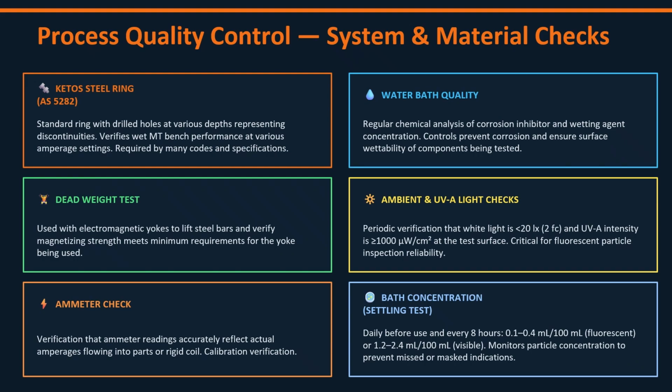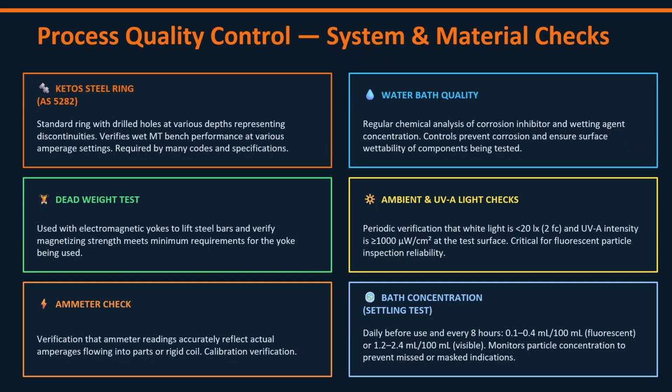The ammeter must also be trustworthy. If the display says a certain current is flowing but the actual output is different, a carefully written technique can still produce an incorrect examination. Finally, the particle concentration is controlled by the settling test. This prevents the bath from becoming too weak to reveal small flaws or too strong to interpret clearly.